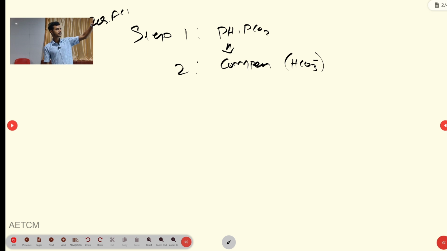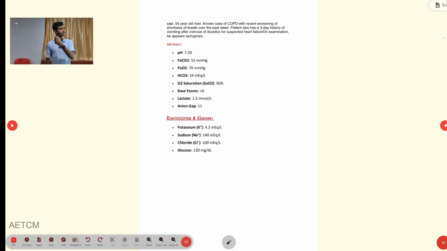So we are stopping at 2 steps. If the person has metabolic acidosis as a second condition, with respiratory as the primary, then you have to go for the anion gap calculation also. Okay, now we'll take the first case. This is what we handle in our ED.